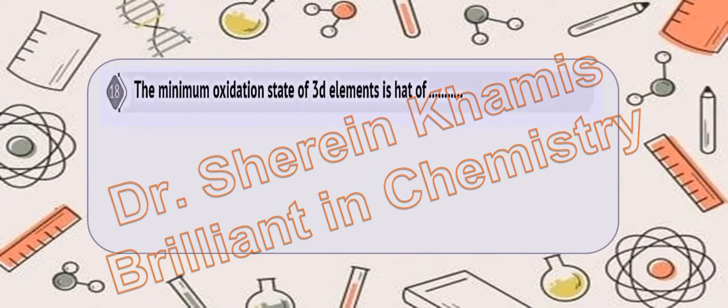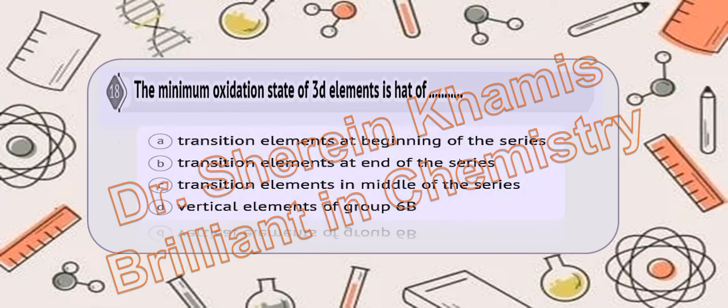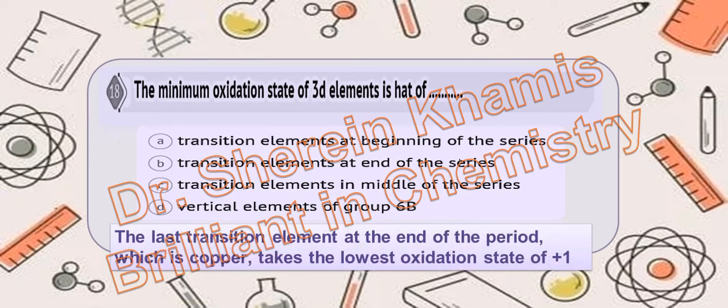Question 18 says that the minimum oxidation state of 3D element is that of. We have transition elements at the beginning of the series, transition elements at the end of the series, transition elements in the middle of the series, and vertical elements of the group 6B. What is the minimum oxidation state of 3D elements? We have the last transition element at the end of the period, where copper takes the lowest oxidation state, which here will be +1.